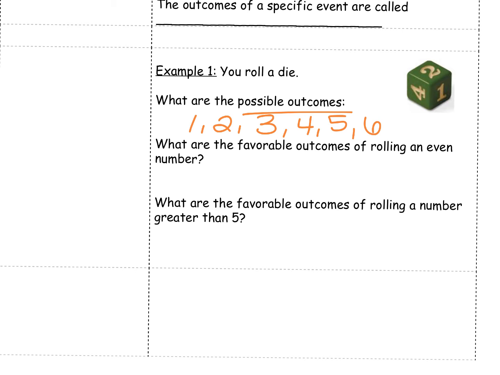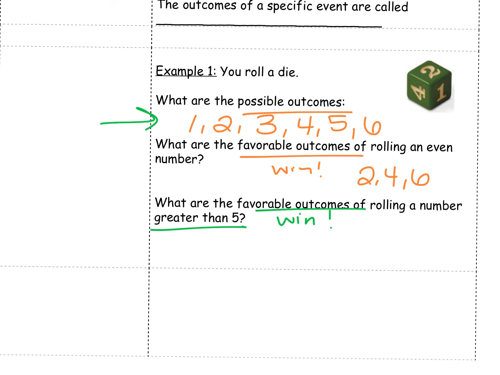Now, the favorable outcomes, remember favorable is how I would win, of rolling an even number. So outcomes is the list of all my possible winning values. My winning values would be 2, 4, or 6. And then what are the favorable outcomes, or how would I win, of rolling a number greater than 5? Well, if I look at all my possible outcomes, the only number greater than 5 is the number 6. So that would be my favorable outcome.